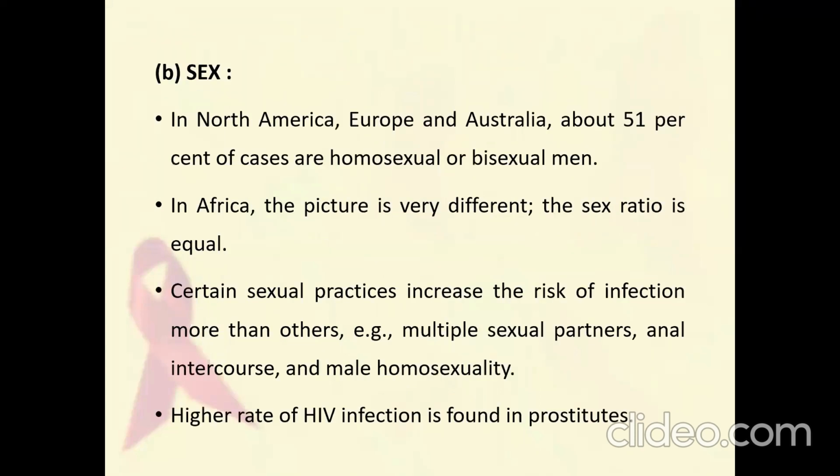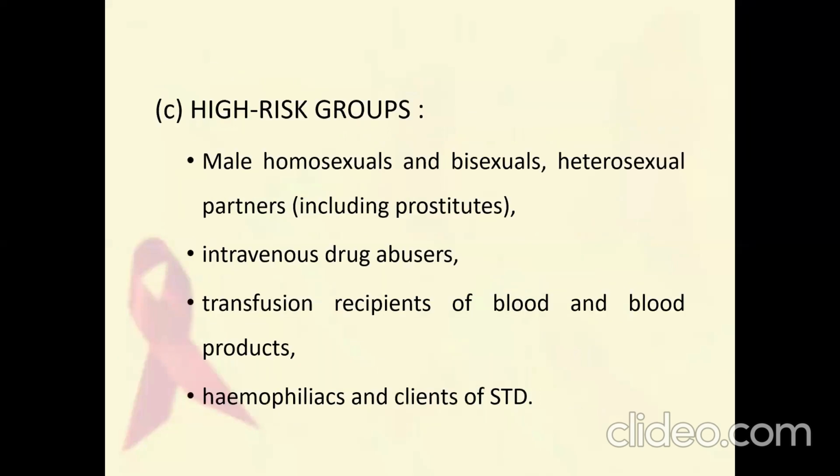Sex: mainly homosexual, bisexual, multiple sexual partners, anal intercourse, male homosexuality, prostitutes. Higher risk groups are male homosexuals and bisexuals, heterosexual partners, intravenous drug users, recipients of transfusion of blood and blood products, hemophilic patients, and clients of STD.